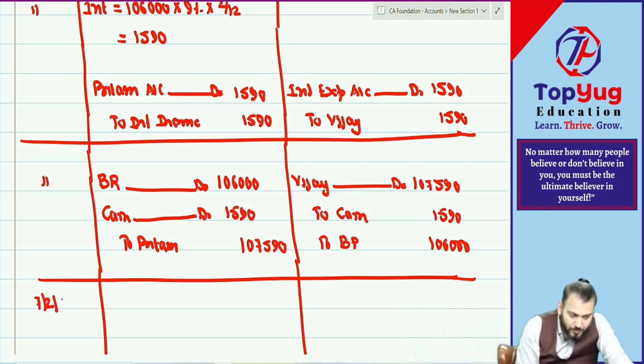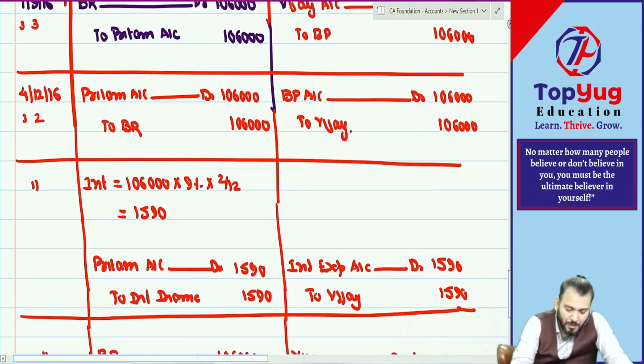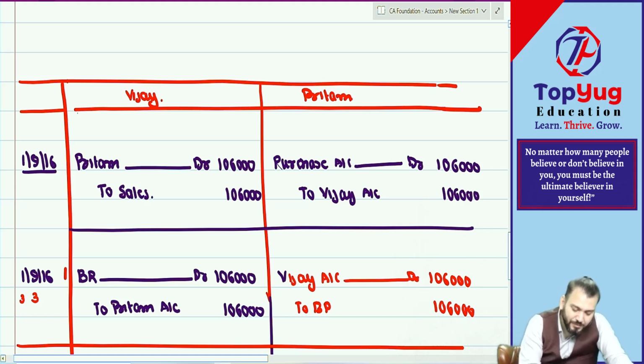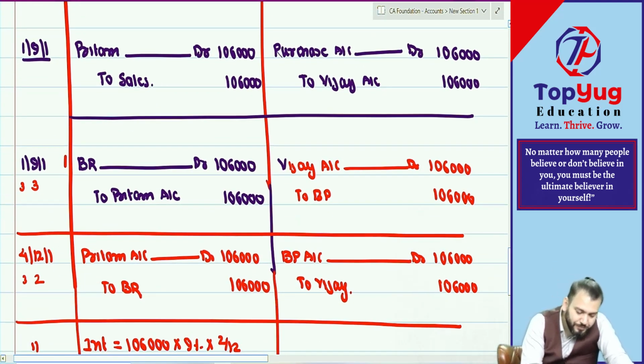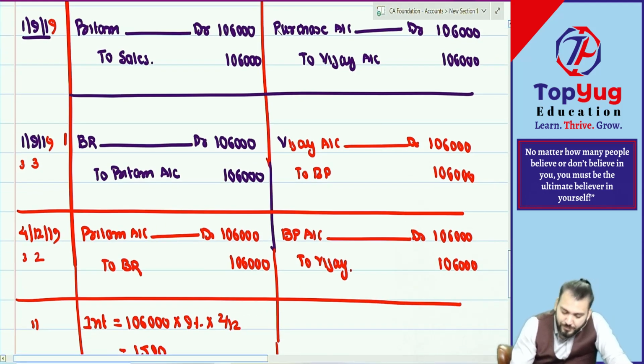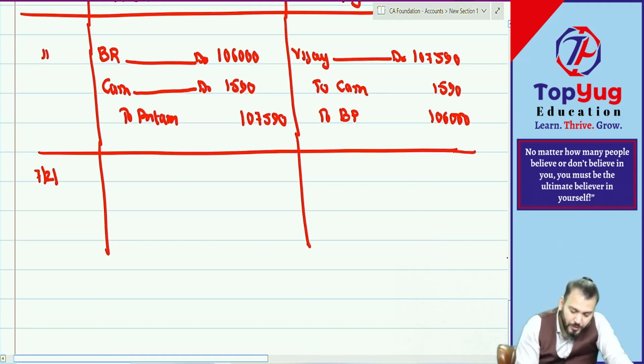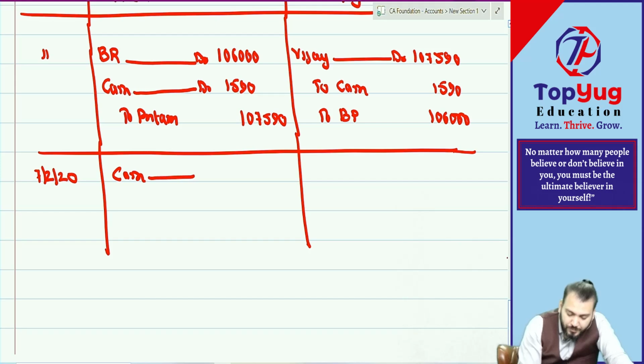2000. Have you done something wrong? It is 19. Make it 19. Okay. Now it becomes 7 Feb 2019. What journal entry? Because it was honored, cash account debit to bill receivable. How much? 1,06,000 and 1,06,000.